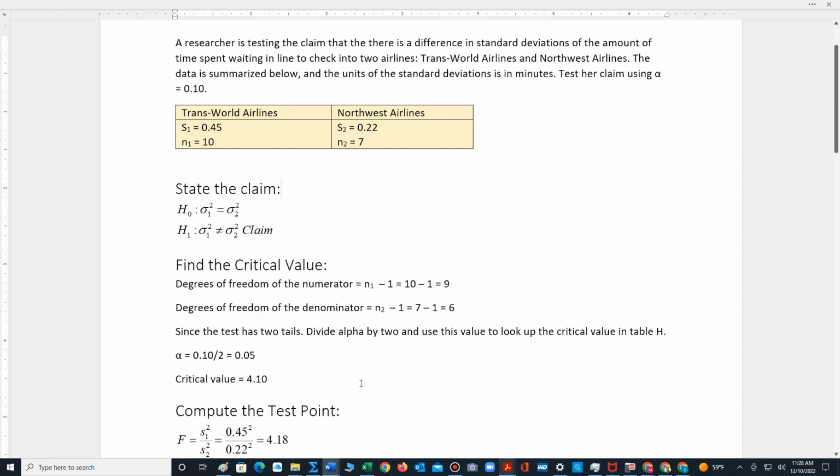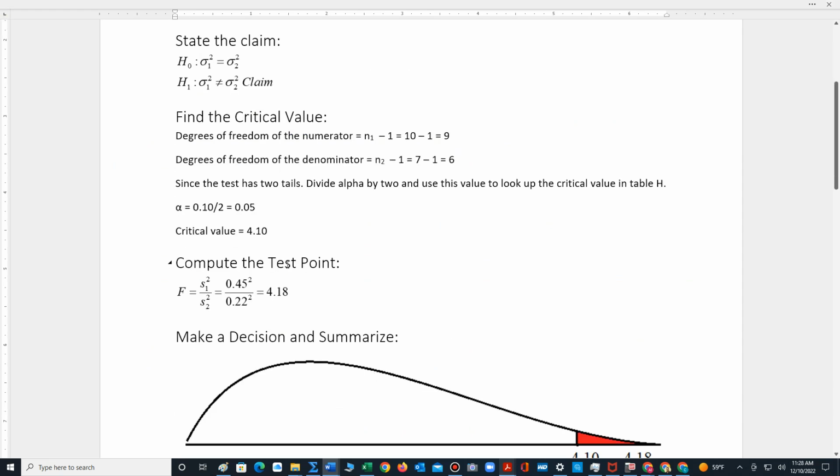That's our critical value. To compute the F-test, it's the sample variance for the first set of data divided by the sample variance for the second set of data. Well, we just take 0.45, we square it, we divide by 0.22 squared. That's going to give us 4.18, rounding to 2 decimal places.